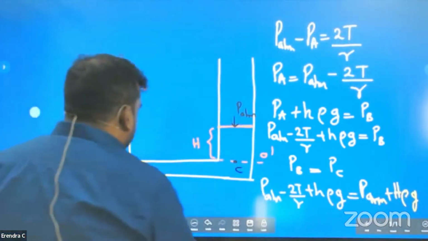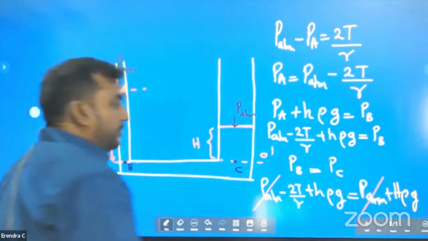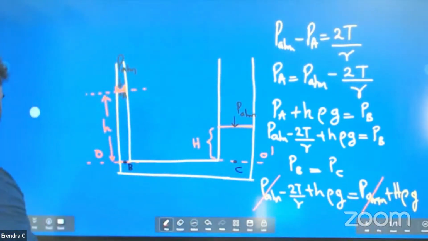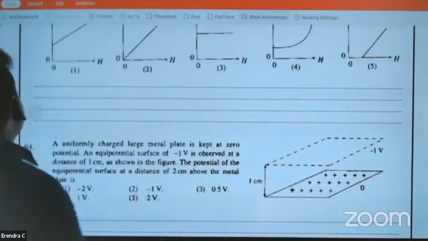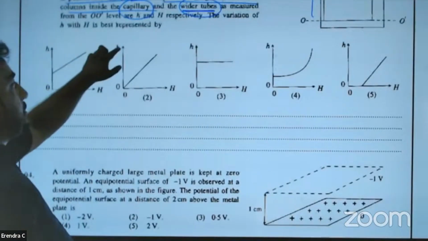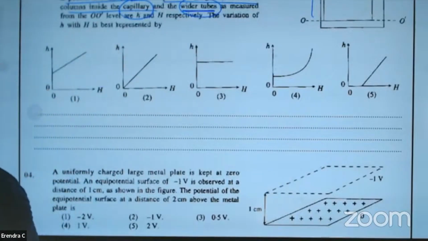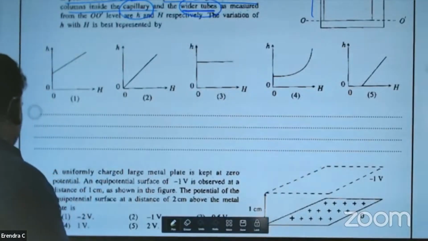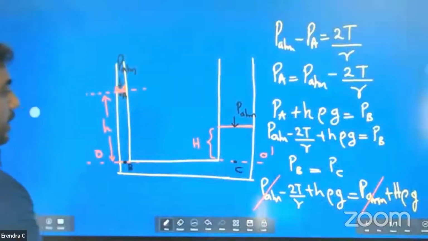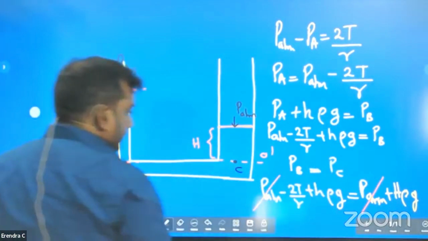You can now cancel off terms which are not important. P atm cancels off. If you look at this, they are asking the variation: simple h on the y-axis, capital H on the x-axis. Good. Okay, look at this. I'll take this to the other side.